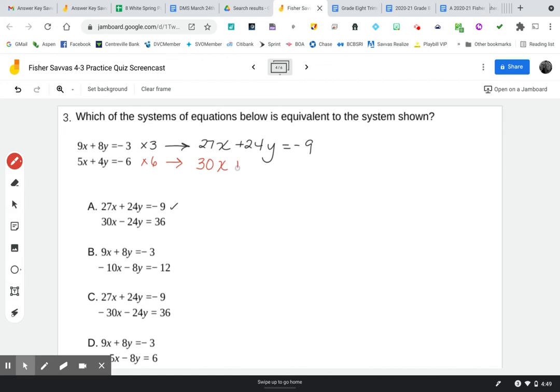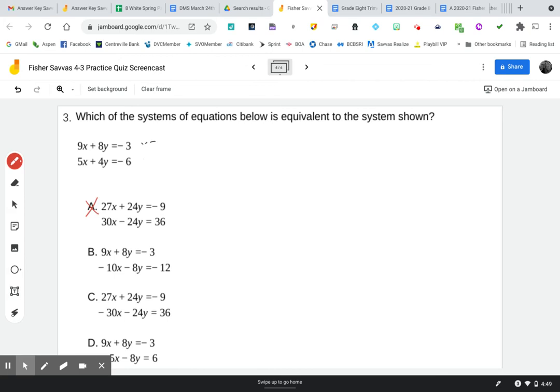And then I would get -24y. And then 6 times -6 would give me a -36. Well, everything's the same except for the constant term there. My constant term would make it a -36, and the equation has it as a +36. So that means that A cannot be correct. So I'm going to erase this and I'm going to cross off A.